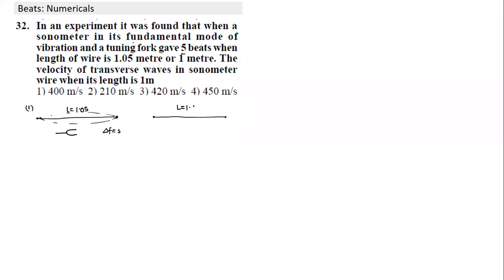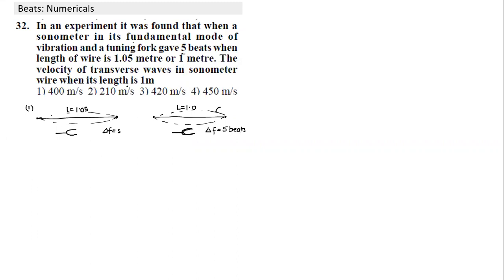It means other parameters of the wire have not been changed. So again, it is vibrated here. There are two sources: one frequency created by the fundamental frequency of the wire and the frequency of the same tuning fork. Here also we observe 5 beats. In both cases it is 5 beats.